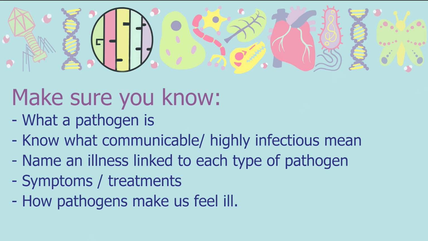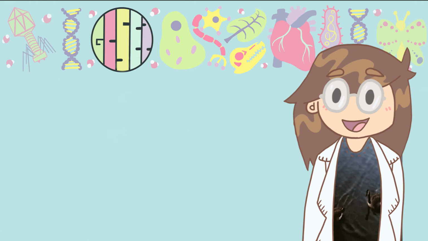Make sure, in terms of revision and your learning, you can nail these things. You know what a pathogen is, you know what communicable means in terms of diseases, you know what highly infectious is, you can name illnesses caused by the 4 main pathogens, the symptoms of them and an idea of how they're treated, and you know how bacteria make you feel ill and how viruses make you feel ill. Next time we get together, we'll be looking at defences your body has to fight off and stop all of these nasties from making you ill.